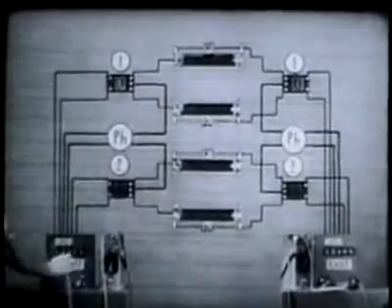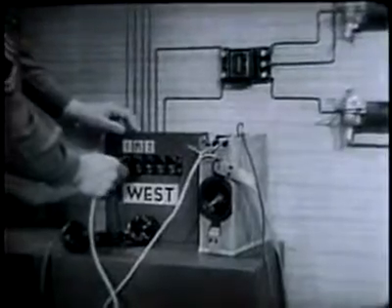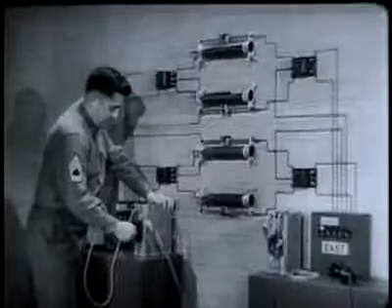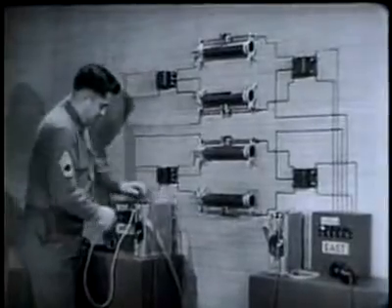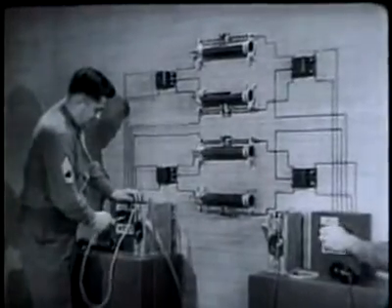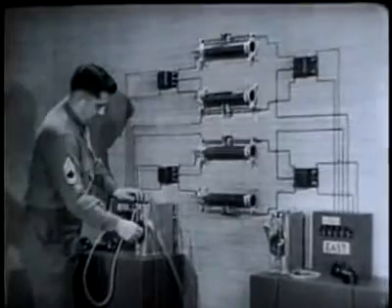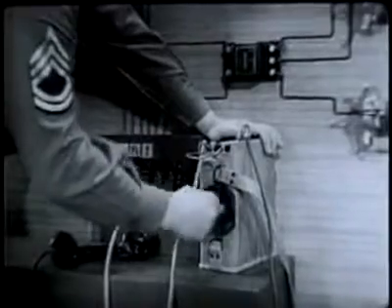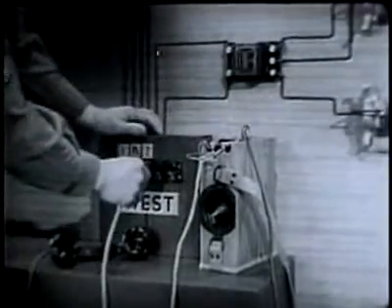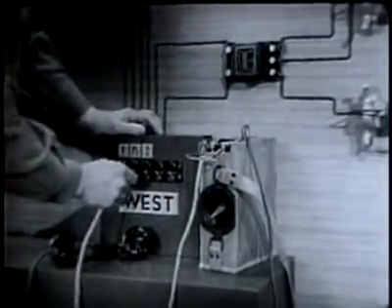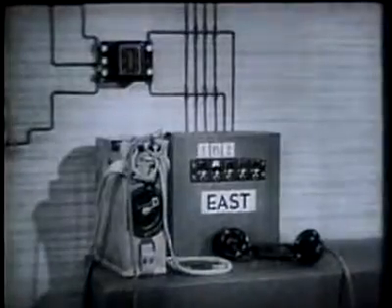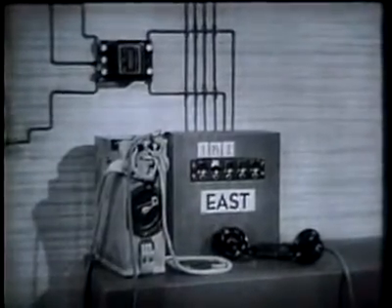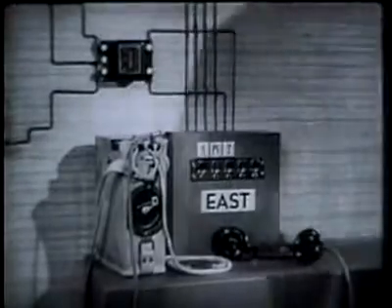Let's see if they all work. We'll ring on the number 1 line first. Okay. Now let's try the number 2 line. Okay. How about the phantom? Yes, we have installed a third circuit by using four repeating coils and a few feet instead of a few miles of wire. Here's how it works.